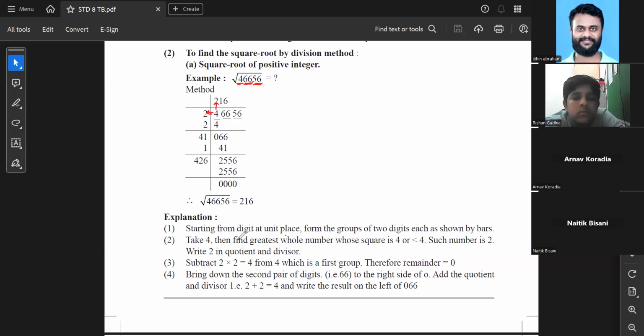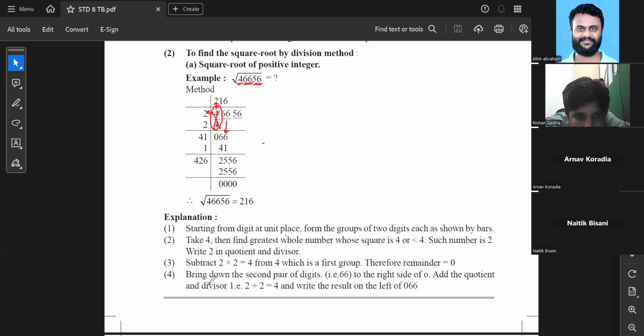Anyway, so 2 I'll write in the quotient as well as the divisor. Then subtract 2 multiplied by 2, 4, which is in the first group, therefore the remainder is 0, which I've already explained. Bring down the second pair of digits. So the first pair is done. Now what I'm left with is the second pair, so I'll be bringing the second pair down altogether. In this case, it is 66.